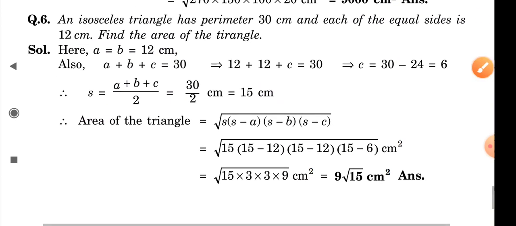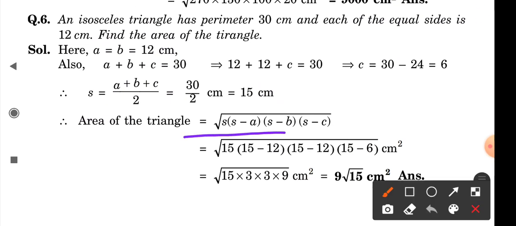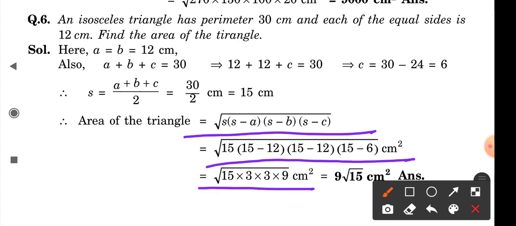Now we have to find out the area of the triangle again by Heron's formula, under root S into (S minus a)(S minus b)(S minus c). You will substitute all the values and you will get it. Don't multiply all these numbers, just split them up into their prime factors, then find out the under root and we will get 9 under root 15.